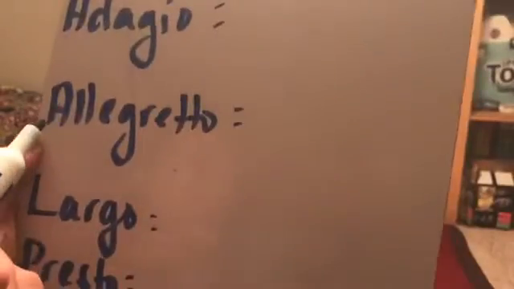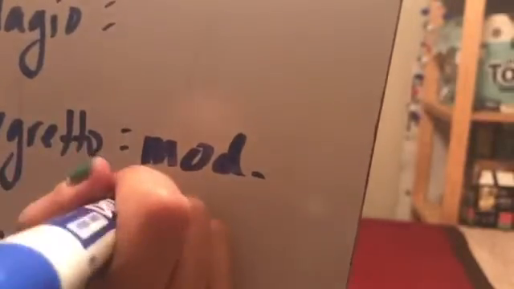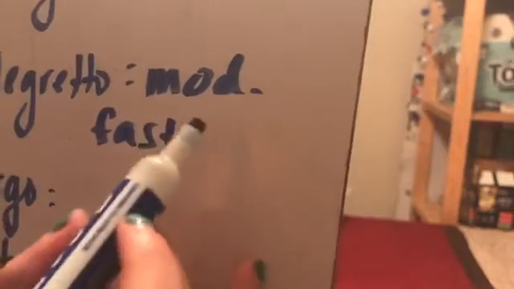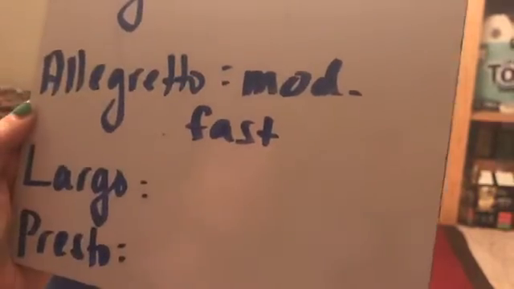We're actually going to skip over to allegretto. It's very similar to allegro. The root is the same, but giving it that suffix with the eto slows it down a little bit. So it's going to be moderately fast. And I'm just abbreviating to save some room on my board. Allegretto is moderately fast.